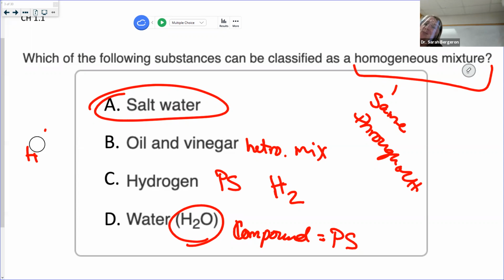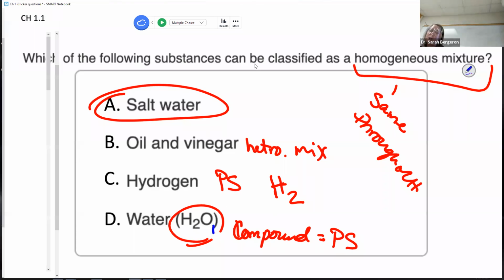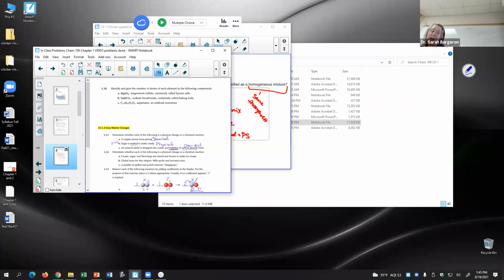We know those subscripts are telling us the number of the atoms. So the 2 goes with the H. How many oxygens? It's really 1, but we just don't write the 1, right? That's understood.